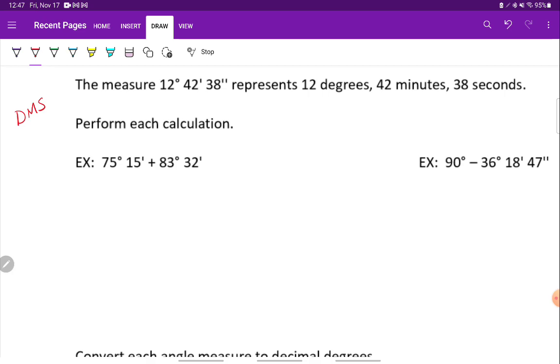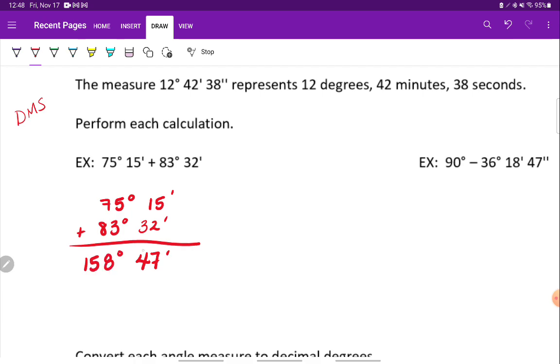When adding angles in this form, we need to add things that are like. We add degrees together, we add minutes together, we add seconds together. So I'm going to rewrite this in a vertical format, lining up our degrees, minutes. This example does not have seconds. And then we simply add straight down. This will give us 47 minutes, 158 degrees, so we get a final answer of 158 degrees and 47 minutes.